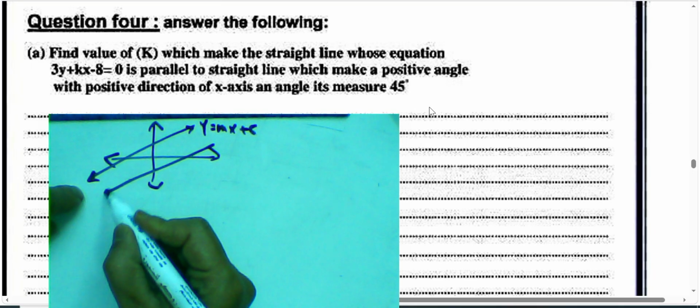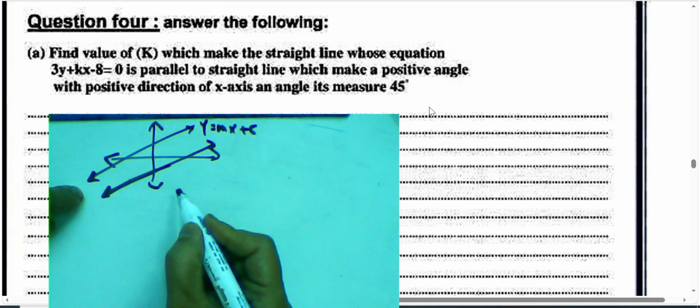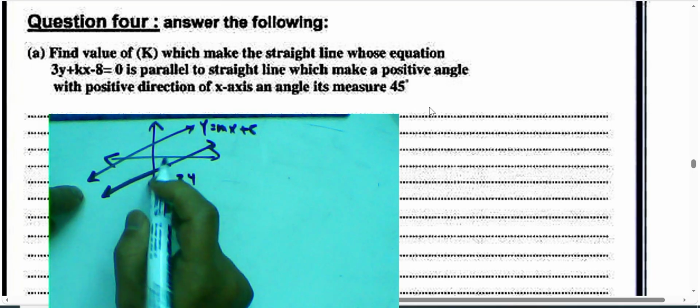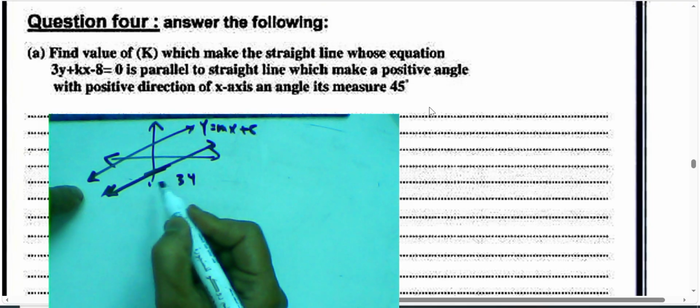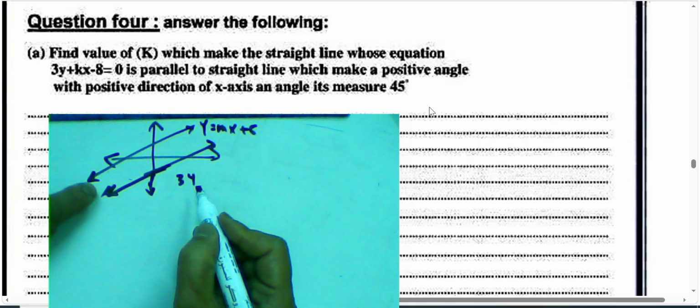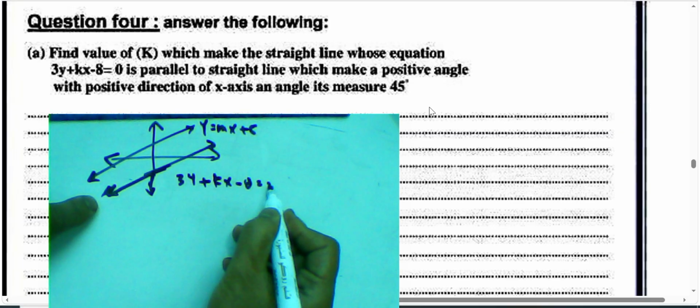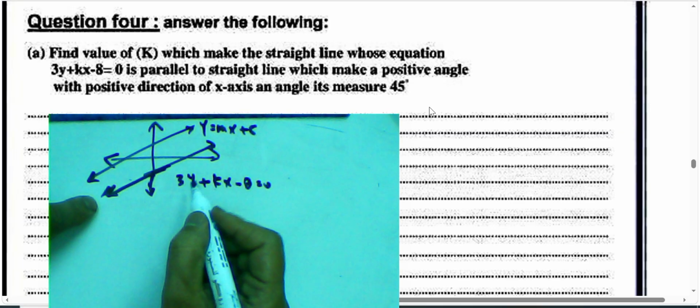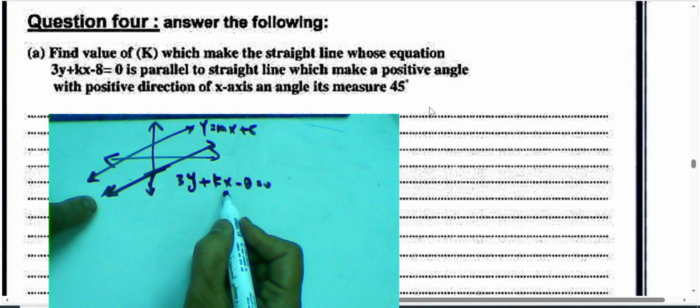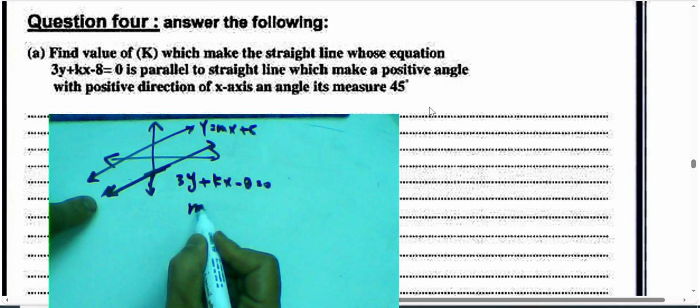He gives me here the information. It's parallel to the other straight line here. We have 3y. The other straight line: 3y plus kx minus 8 equals 0. Okay, 3y plus kx minus 8. We can find the slope.